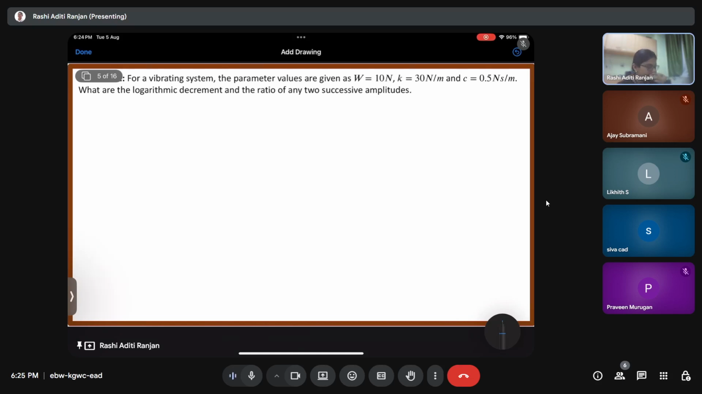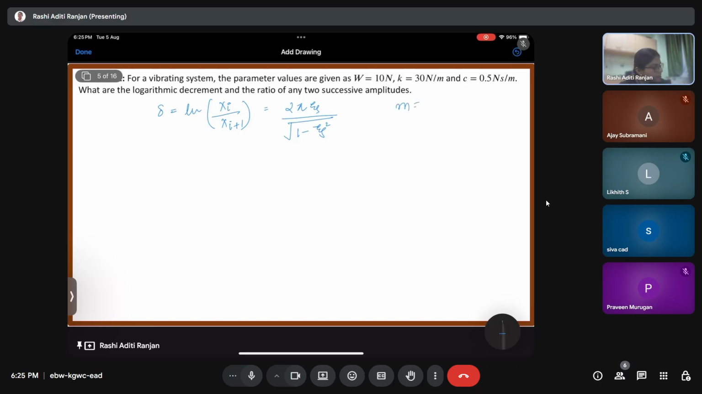See, as we studied earlier, delta is ln of xi by xi plus 1, which is nothing but 2 pi eta divided by under root of 1 minus eta square. But here we don't have the value of eta, but we have the value of m, k and c. So what do we have to do? We have to first evaluate the critical damping constant, and then on the basis of that we'll evaluate eta.